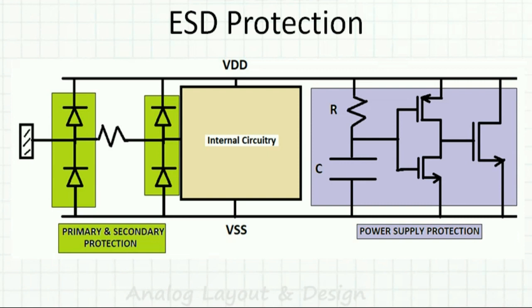Now we will see the entire ESD protection, how it looks. So what do we have? We have what is known as the primary protection. Then we have this one R and these two diodes. They become the secondary protection.